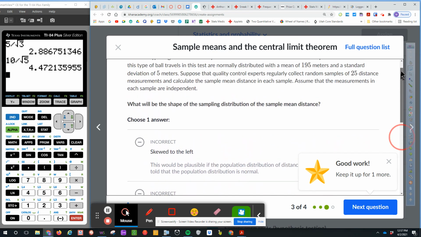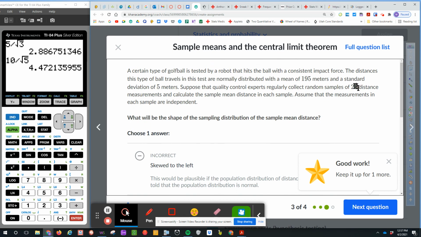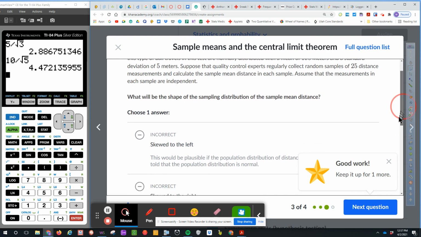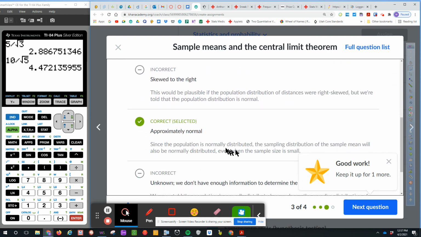The sample size here is only 25. Now, if this was greater than 30, it's going to be normal either way. But since this is less than 30, you might question, what would be the shape of the sampling distribution? But fear not, because you were told that the population is already normally distributed. Therefore, the sampling distribution should also be approximately normal, as indicated here.